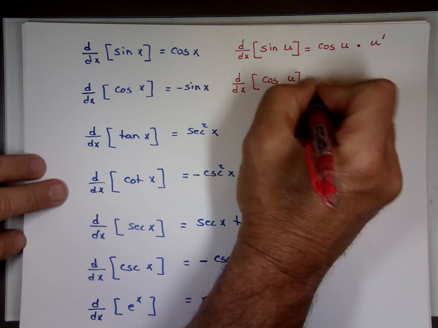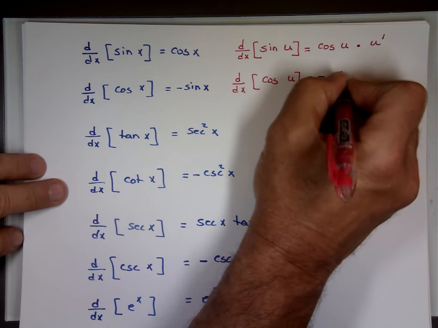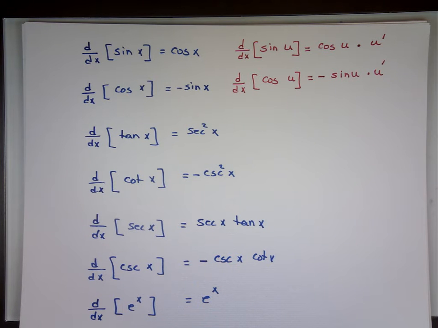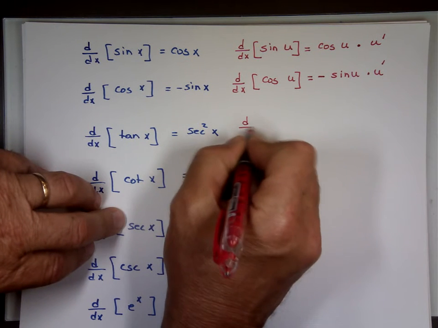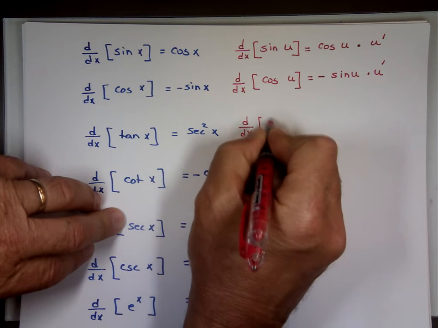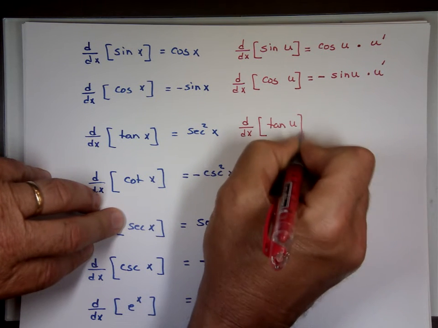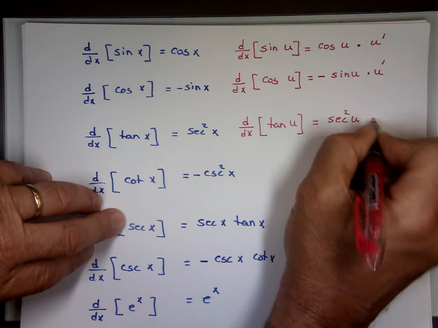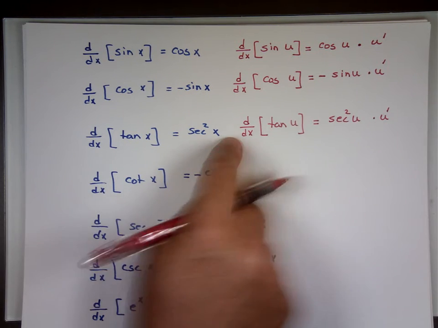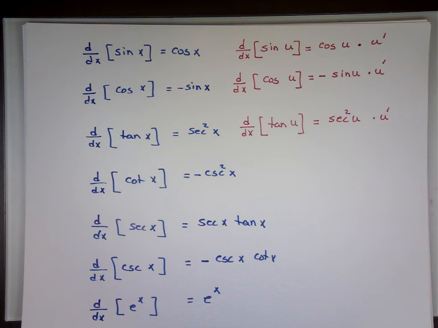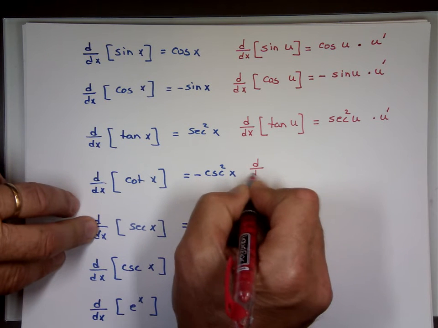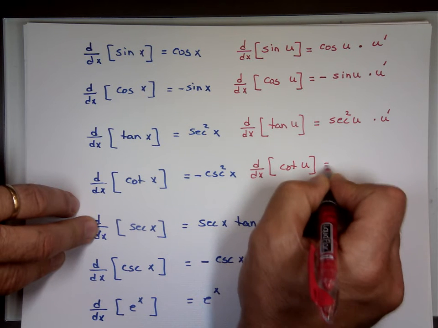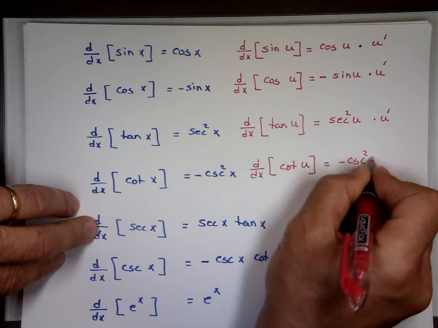Negative sine u times u sub prime, or du dx. What's the derivative of tangent u? It's secant squared u times u sub prime. Just like this, we're just adding u sub prime to it. What's the derivative of cotangent u? Negative cosecant squared u times u sub prime.